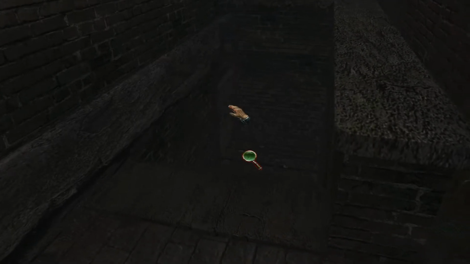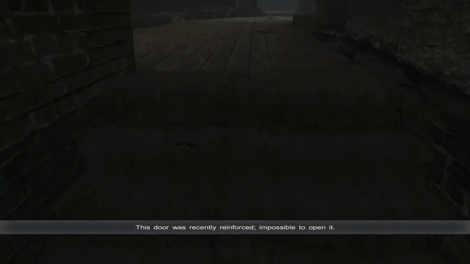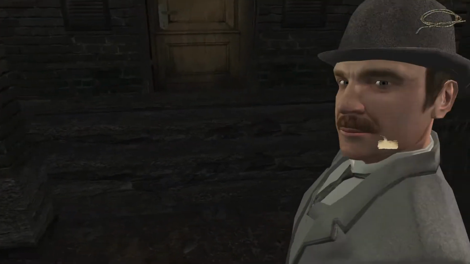Interesting, those things lighted up. I thought they were something important, but apparently not. This door was recently reinforced. Impossible to open it. Oh, got stuck there. Anything over here? No. What am I missing at the moment?